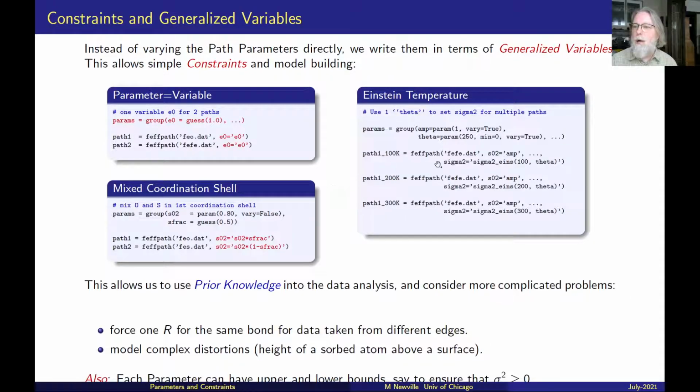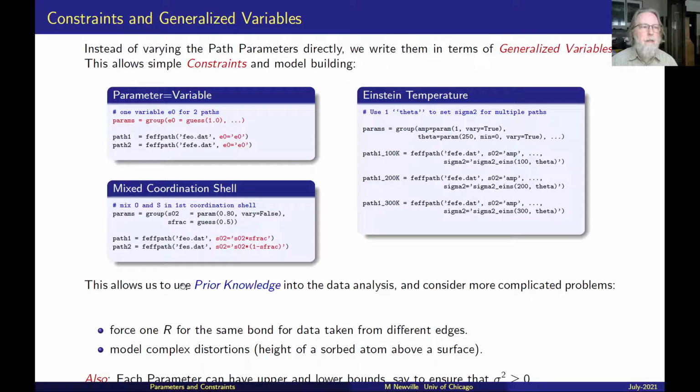You can also do more complicated things, like you could say that the temperature dependence of sigma squared goes as what's called the Einstein model. So sigma squared Einstein is a function of a single parameter theta and then a temperature. And you could say that for different temperature data, a single parameter theta should set the sigma squared values for each of those paths. I'll show you this in just a second.